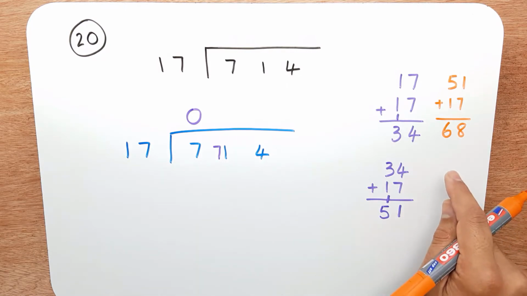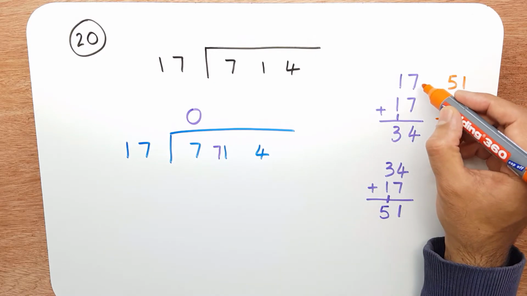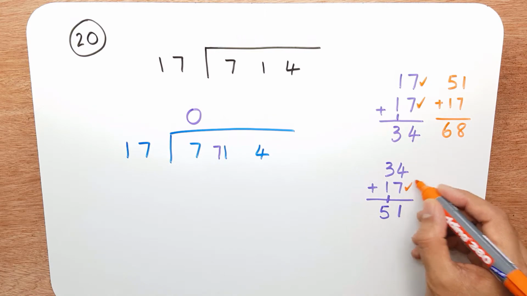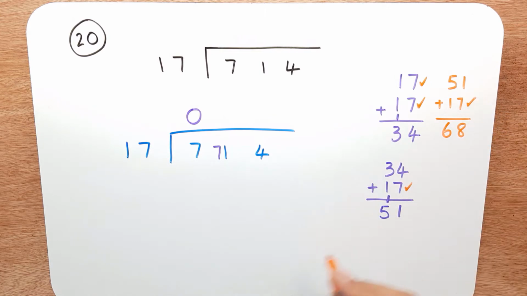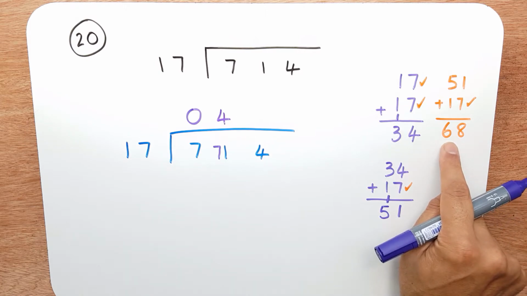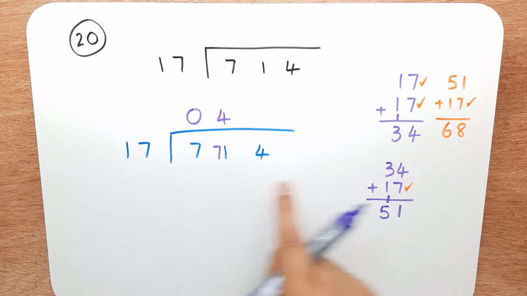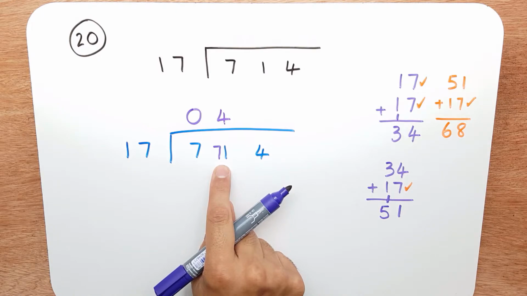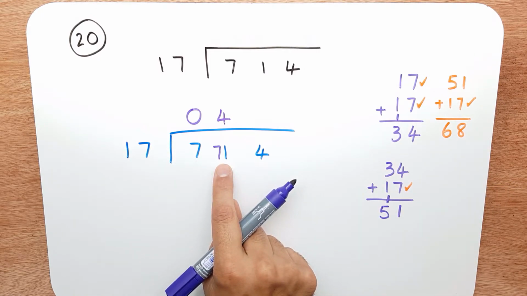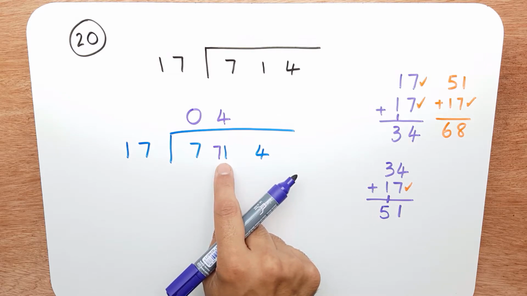So let's have a look. How many 17s have we added? 1, 2, 3, 4. So our answer is 4. And we've used up 68. And we've got 71. So from 68 we count up to 71. And that is 3. So our remainder is 3.